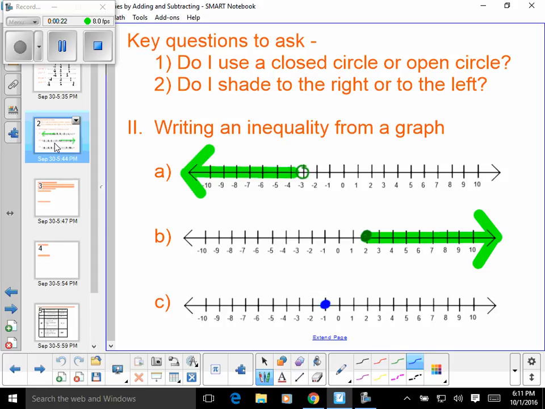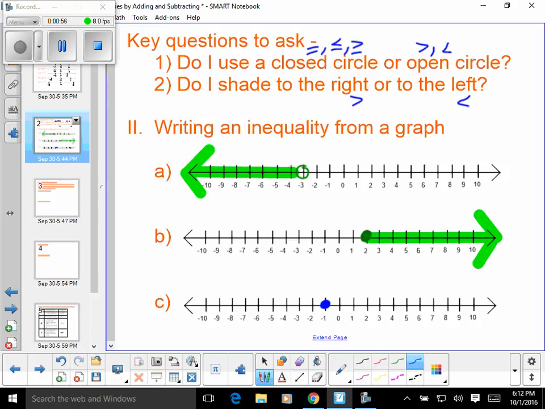please. Big questions you need to ask yourself are, do I use a closed circle or an open circle? A closed circle is going to require an equal sign, or a less than or equal to, or a greater than or equal to sign. An open circle is if you have just a greater than or a less than. And the second question you'll need to ask yourself is, do I shade the graph to the right or to the left? To the right is for greater than, to the left is for the less than.